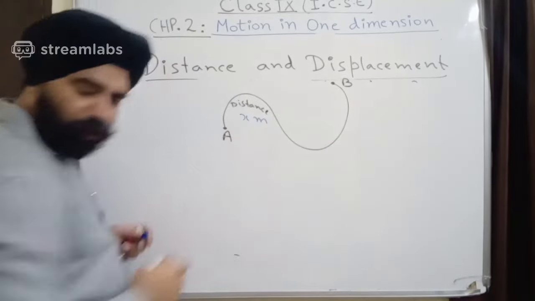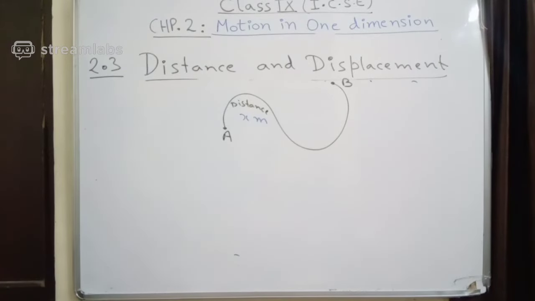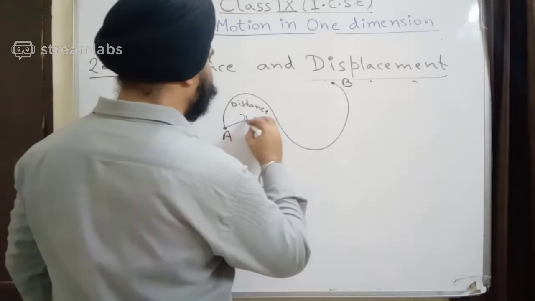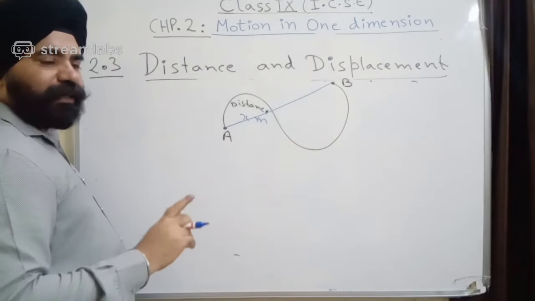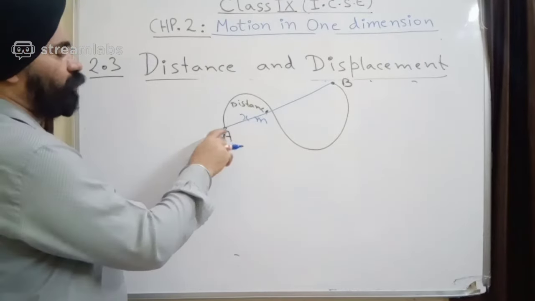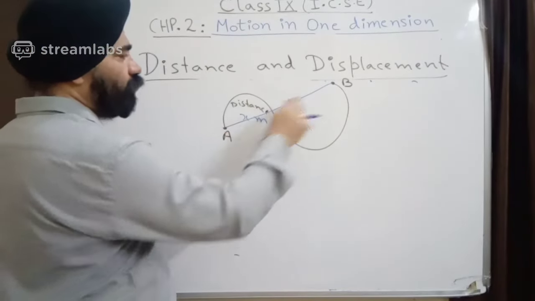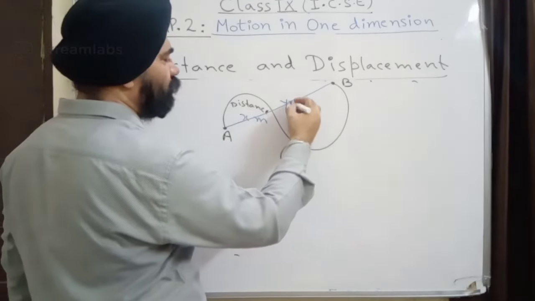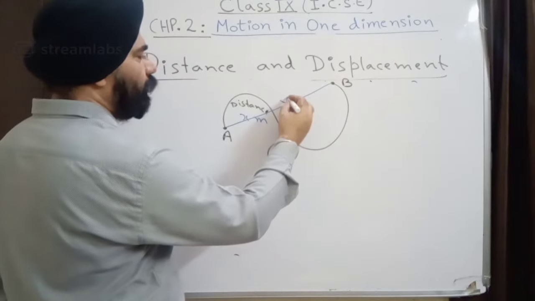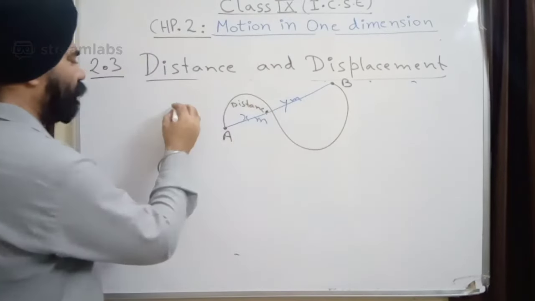But if I draw a straight line like this, the scale is gone. This blue line is the shortest distance from the initial position to the final position, the difference between the final and the initial. Suppose this is y meters.